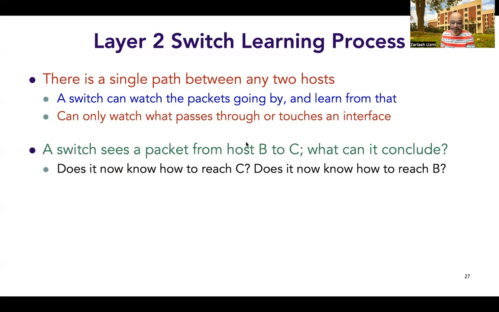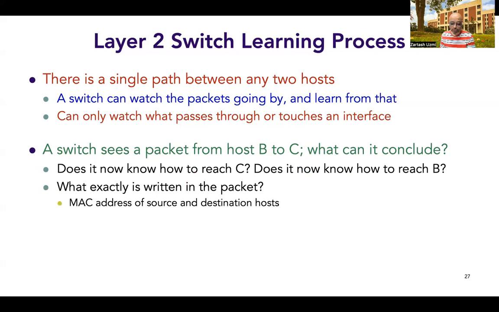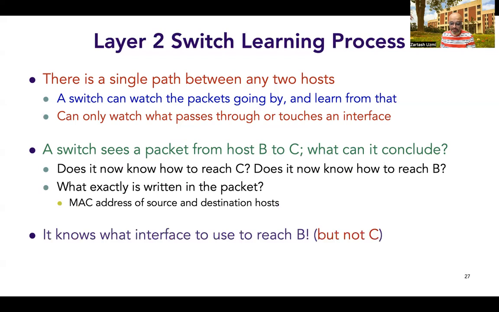Well, the packet was from host B to host C. There is no way to find out where host C is, but I will definitely be able to tell where host B is, because host B has sent that packet. So what is written in the packet? The source and destination MAC addresses of B and C. So the switch knows which interface the packet from B came through.